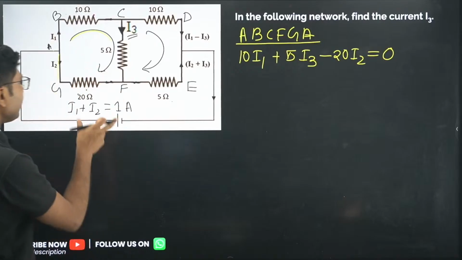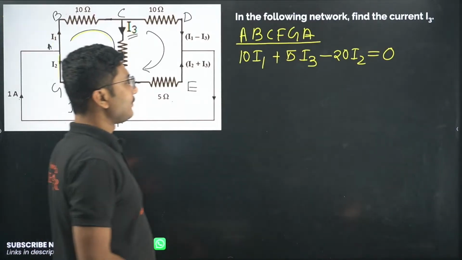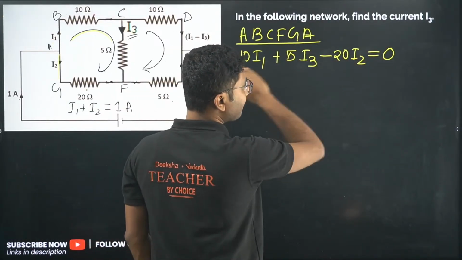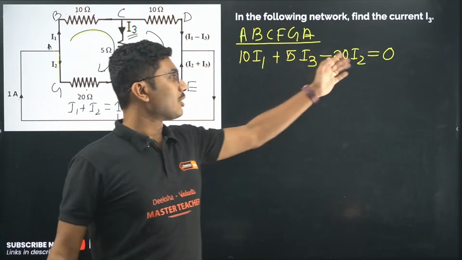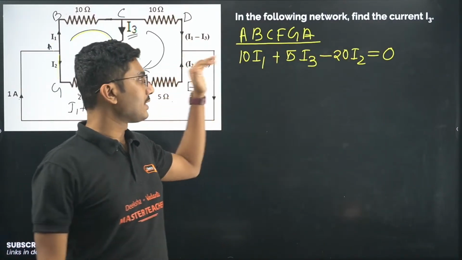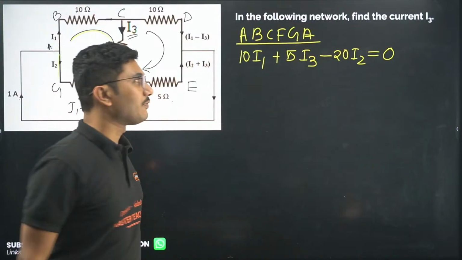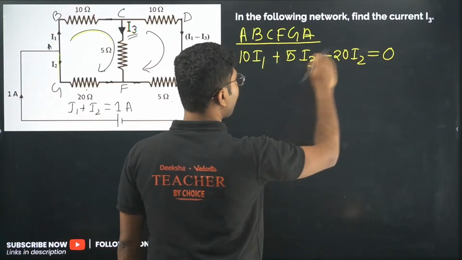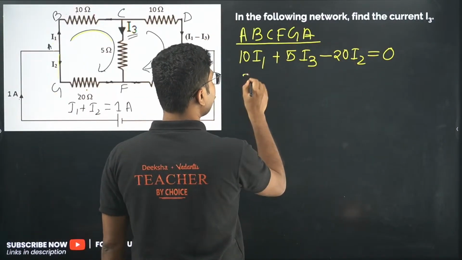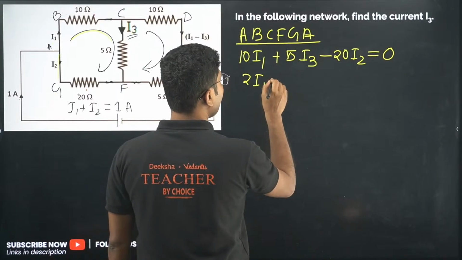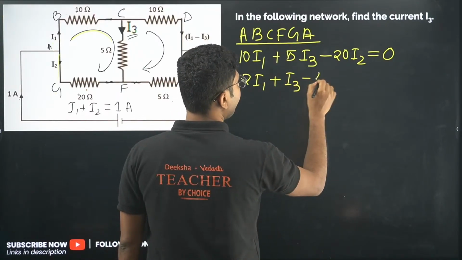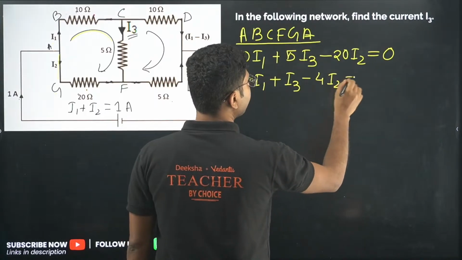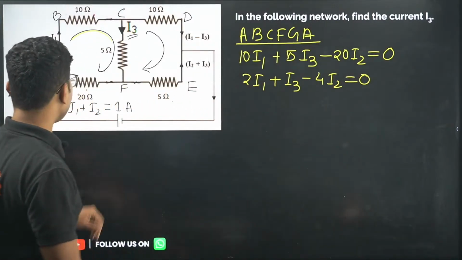Now we'll also use simplification. Everything is divisible by 5. After you construct the equation, check if there is a common factor, and if there is, divide it. That will simplify the problem. The common factor is 5 here, so we divide and get 2I1 plus I3 minus 4I2 equals 0.